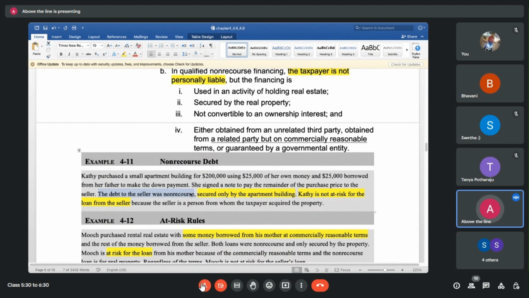What is non-recourse and recourse? Non-recourse is where the person is not personally liable. The taxpayer is not personally liable. Right, it doesn't get recourse to their personal liability. Yes, so it's a non-recourse.